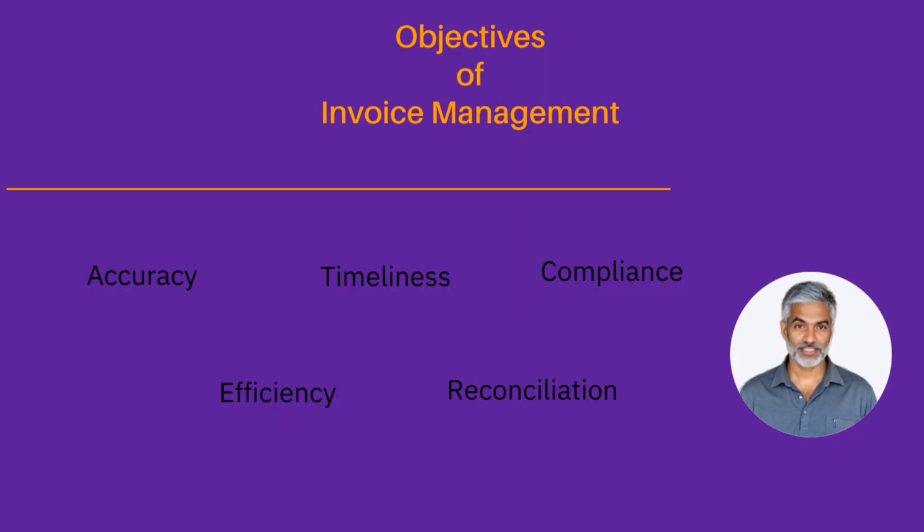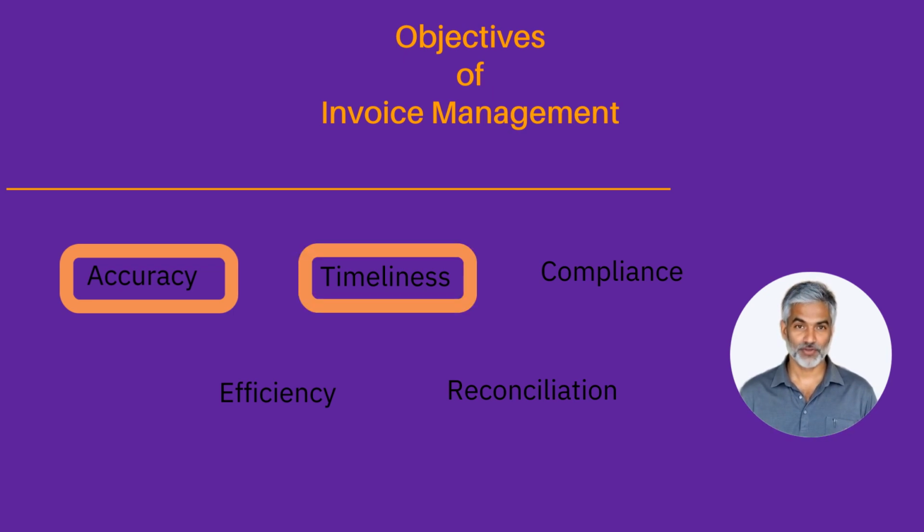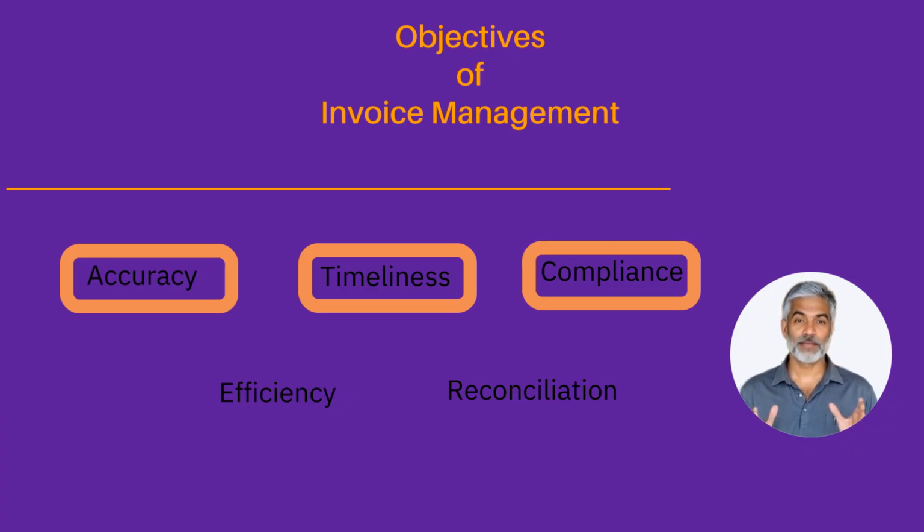Now that you have an understanding of what invoice management is and why it matters, let's briefly discuss the objectives of invoice management. First, there is accuracy. Accuracy ensures invoices reflect correct pricing and quantity. Next, there is timeliness. Timeliness requires that invoices are processed promptly to avoid late fees and improve vendor relations. Then there is compliance. Compliance ensures an alignment with internal policies and regulations.